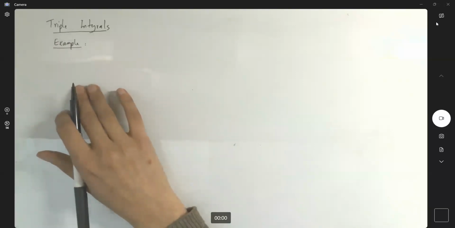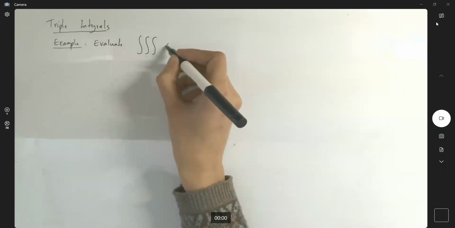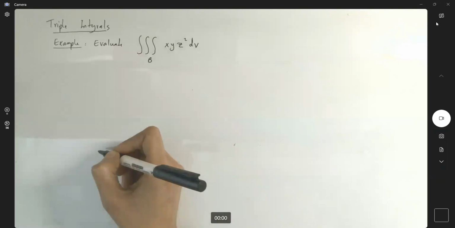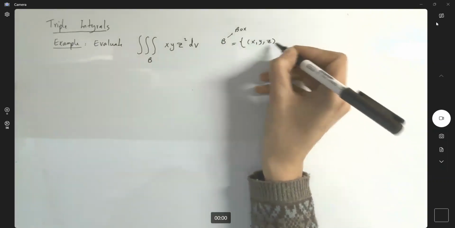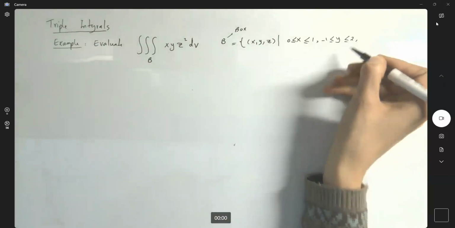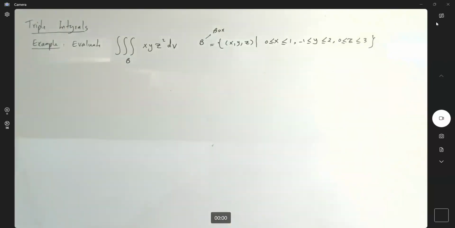So suppose I ask you to calculate the following triple integral. Example. For now, we'll just focus on the integral itself. Evaluate the triple integral of the function x y z squared dV over box B, where box B is the region defined as the set of all points (x, y, z) such that x is bounded between 0 and 1, y is bounded between -1 and 2, and z is bounded between 0 and 3. Very good.